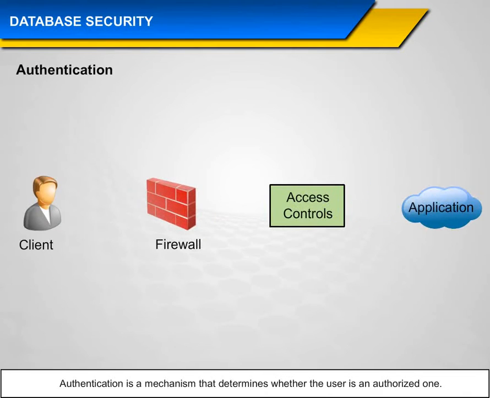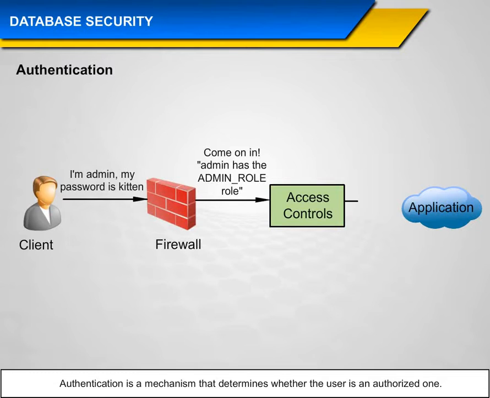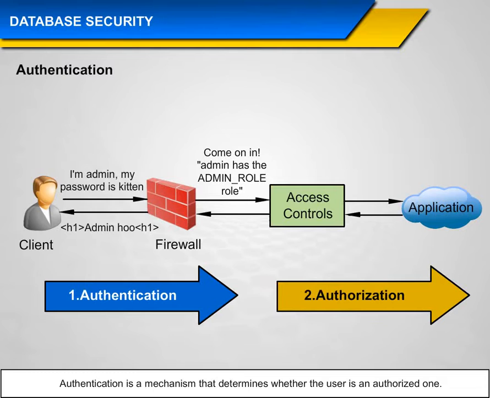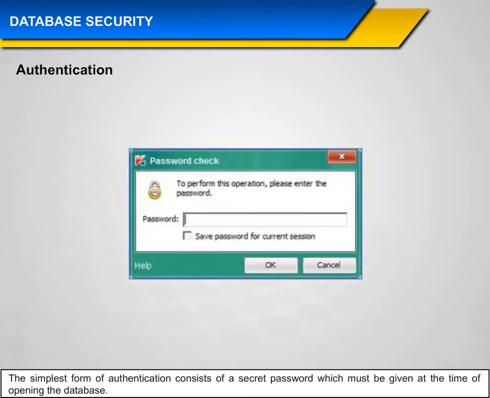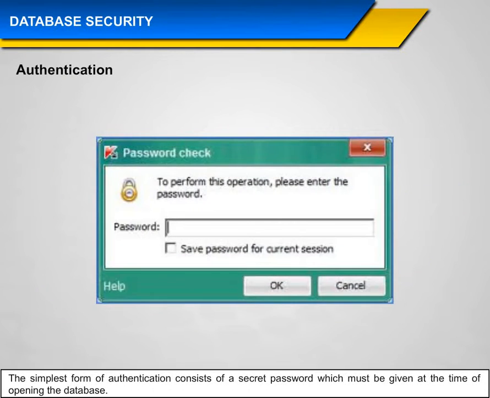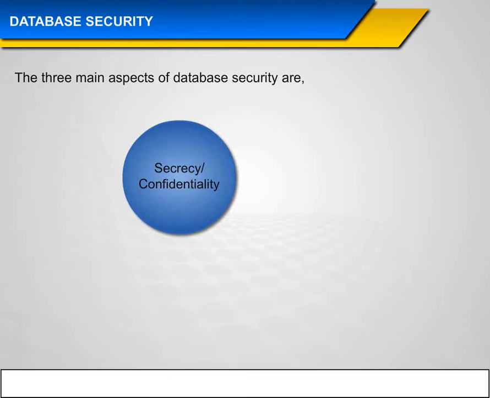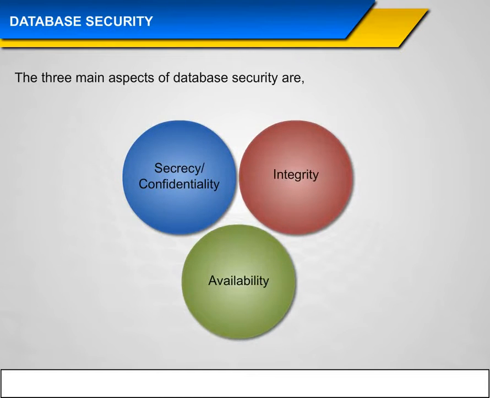Authentication. Authentication is a mechanism that determines whether the user is an authorized one. The simplest form of authentication consists of a secret password which must be given at the time of opening the database. The three main aspects of database security are secrecy or confidentiality, integrity, availability.